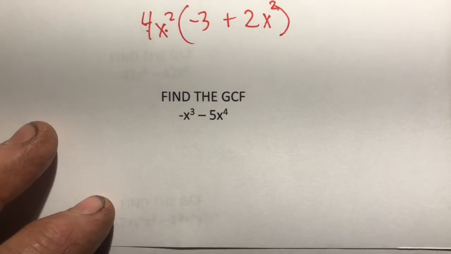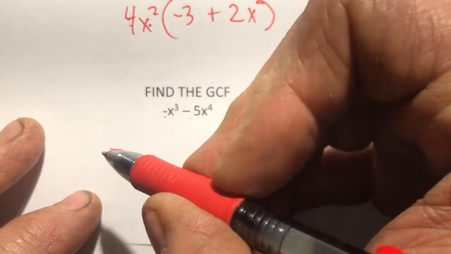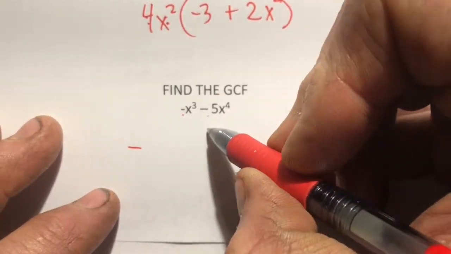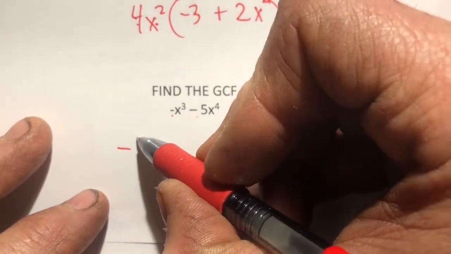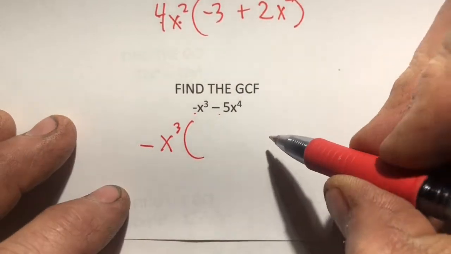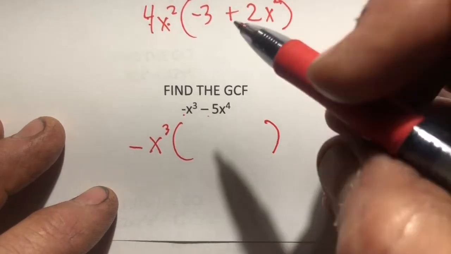Okay. What about this one? All right, now these both have a negative, so I can factor out a negative, but there's no number here, so I can't pull out any numbers. This has x^3, that's got x^4, so there's my GCF right there, negative x^3. All right, so I factor it out.